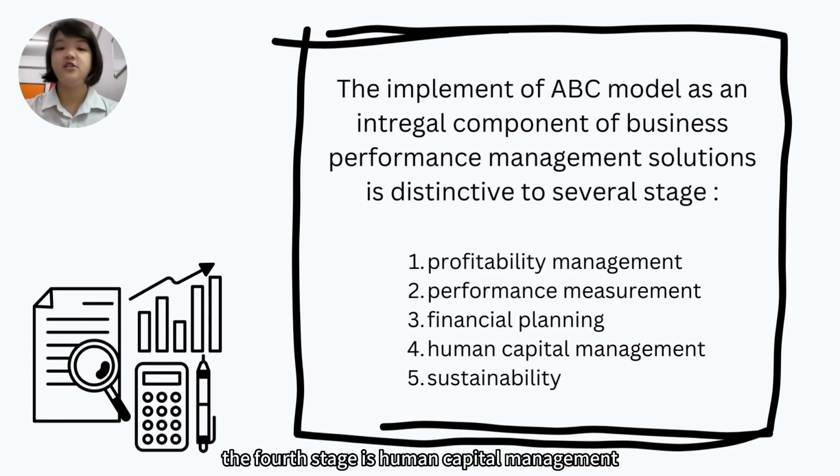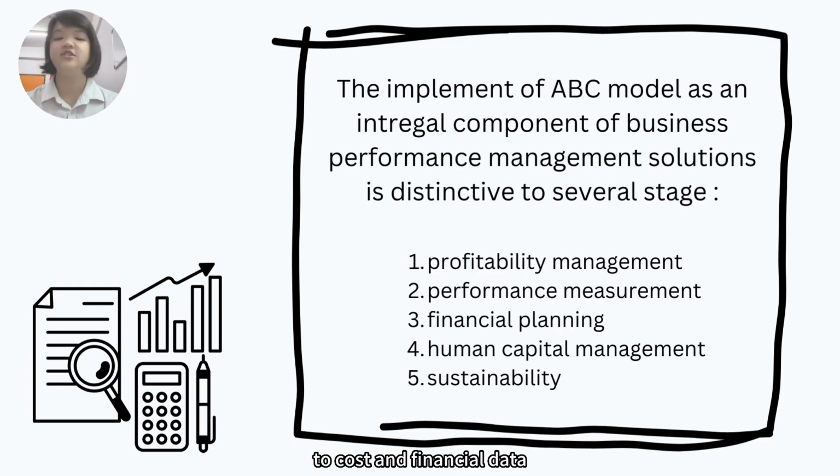The fourth stage is human capital management. In human capital management, the activity-based costing model is useful for analyzing high-cost procedures and improvement methods to free up resources that can be relocated to meet critical needs. The last stage is sustainability. Activity-based costing models allow a business to correlate sustainability activities to cost and financial data.